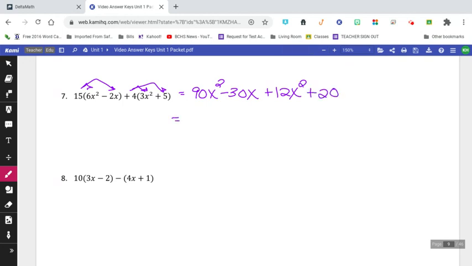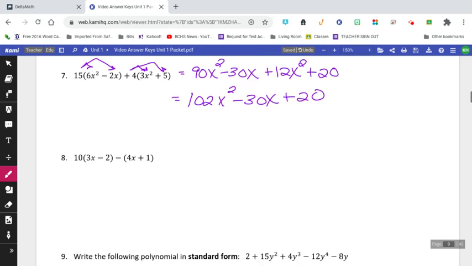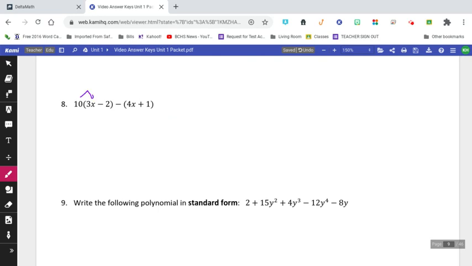Okay. So 90x squared and 12x squared will give me 102x squared. And then negative 30x or minus 30x and plus 20 are not like terms, so they just stay. Here I'm distributing the 10. And then distributing a negative 1. Remember, there's really a 1 with that negative. So we end up with minus 4x minus 1.